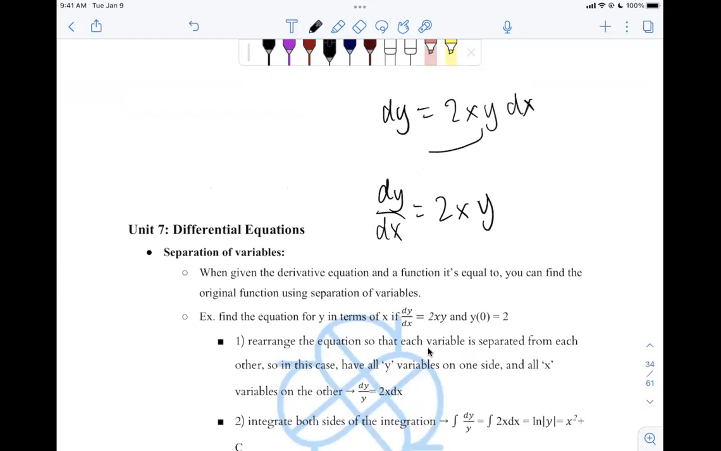And you want to move all the y's to the same side as the dy. So I'm going to actually make that a 1 over y dy equals 2x dx. And then you just slap an integral sign in front of both of them and you integrate. And then you set the two sides equal to each other, and then you can solve for x and y in terms of each other.